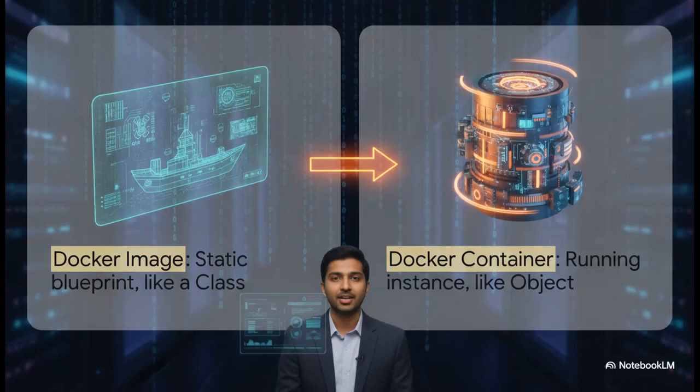Moving right along to Section 3, Images versus Containers. Now, people mix these terms up all the time, but they are very different things. If you think about object-oriented programming, an image is kind of like your static class, while a container is the actual running object that consumes your system resources. The class itself doesn't do the heavy lifting or eat up dynamic memory, right? It just defines what the object will be. Similarly, an image is just the instructions, while the container is the living, breathing environment actually doing the work.